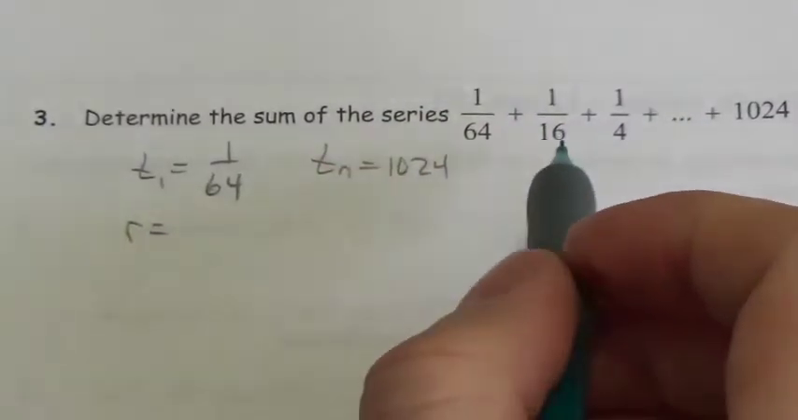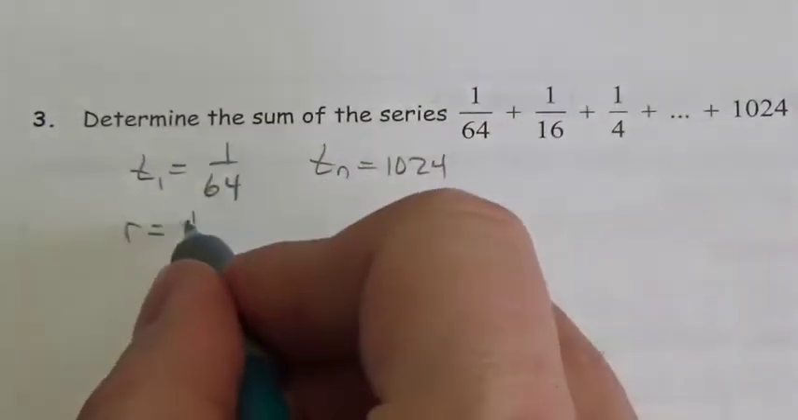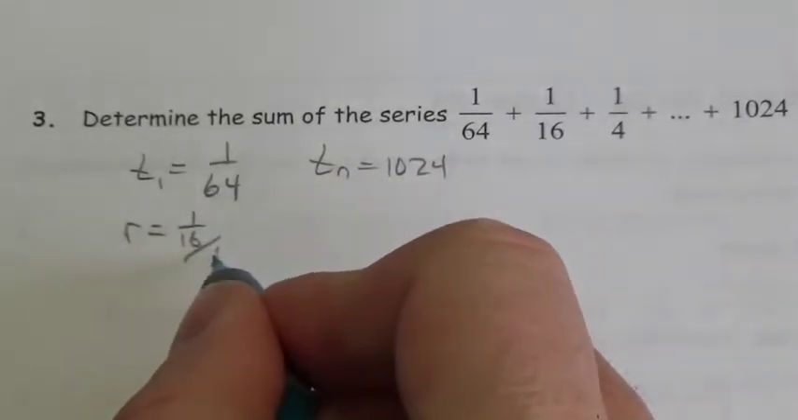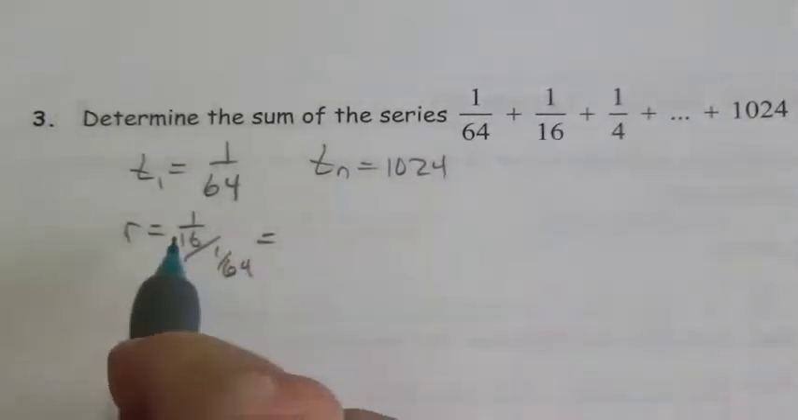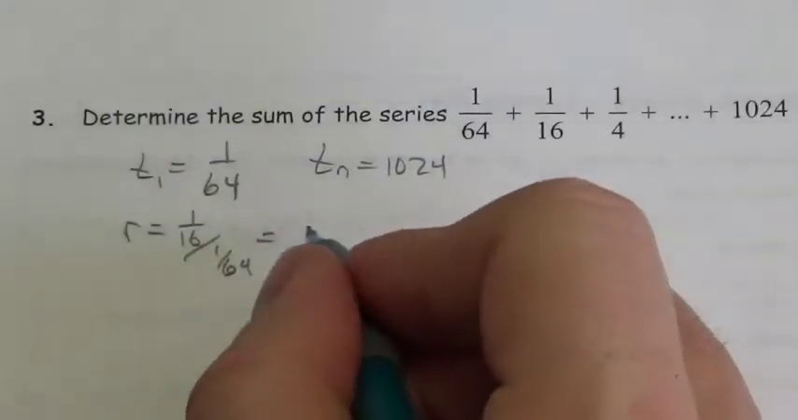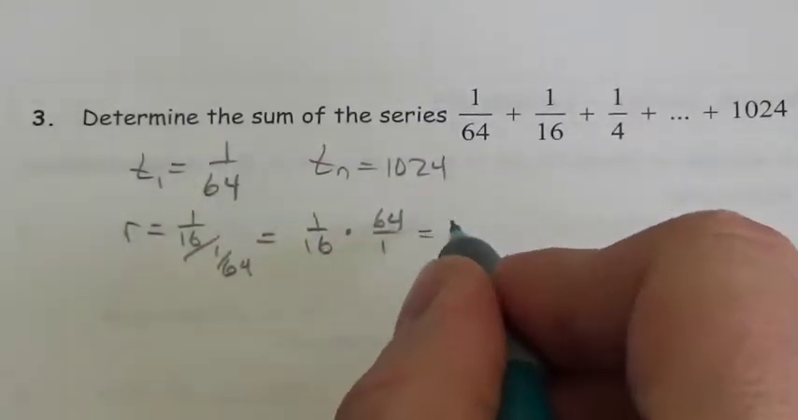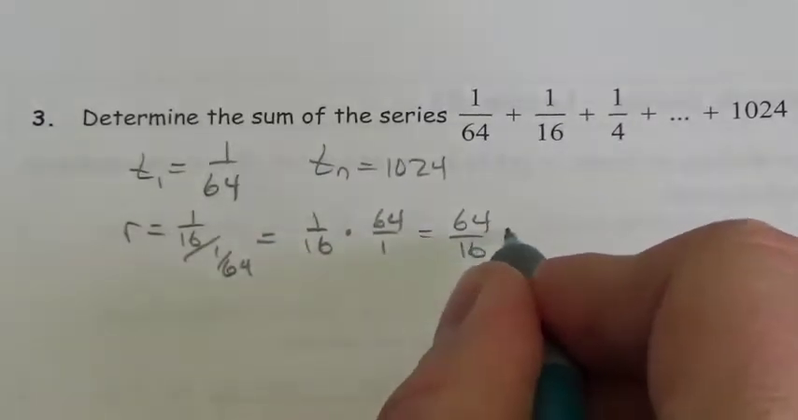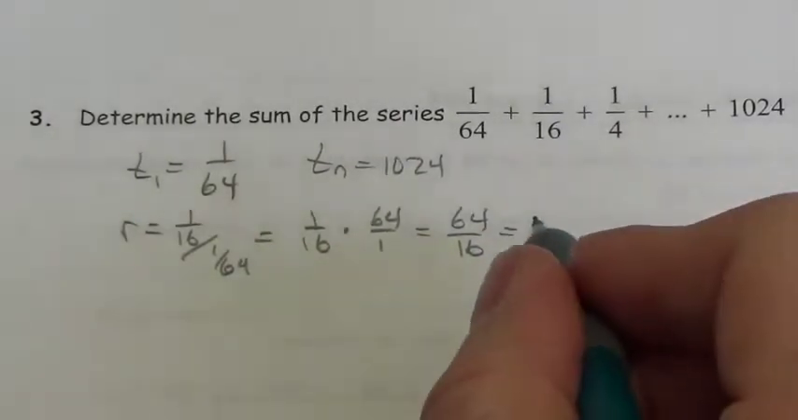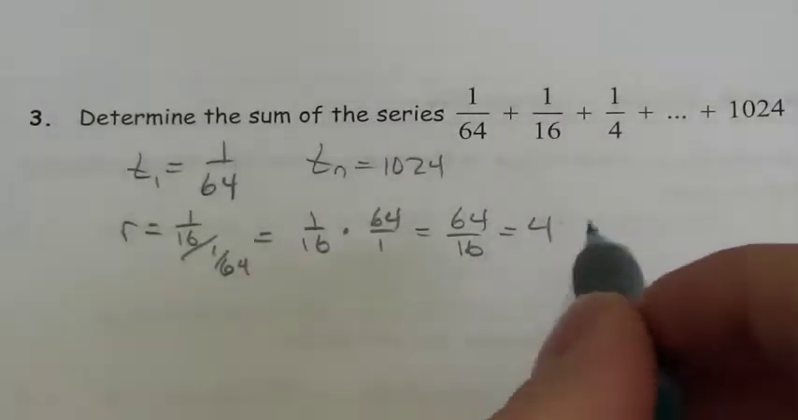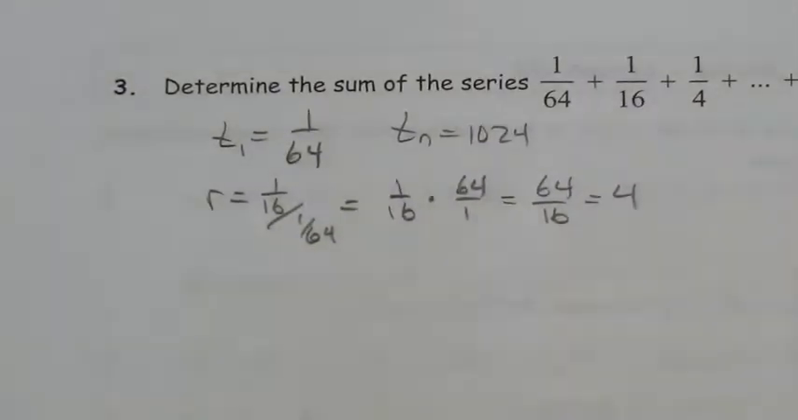R is going to be the second term divided by the first term. So it's going to be 1/16 divided by 1/64. So it's going to be 1/16 multiplied by 64 over 1. So 64 divided by 16, that's 4. So my R value here is going to be 4.